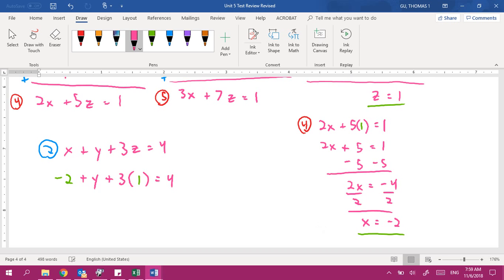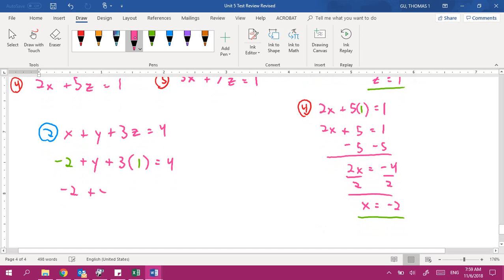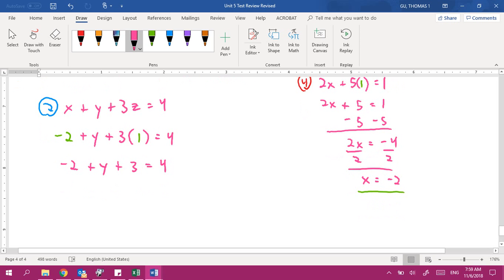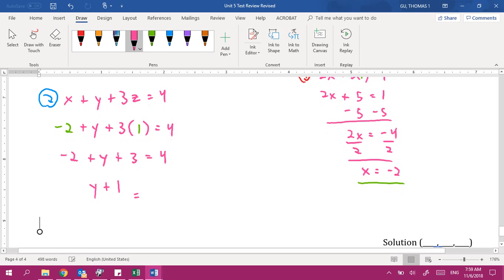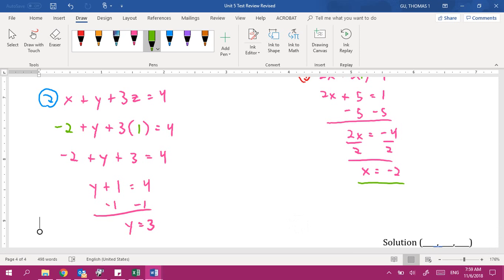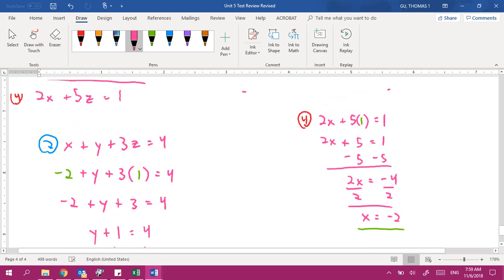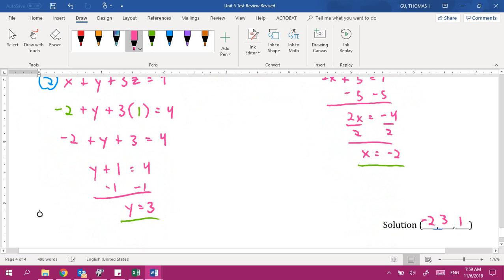If I simplify this, it's going to be negative 2 plus y plus, what's 3 times 1? 3 equals 4. And then now, we're going to combine like terms on the left side. So negative 2 plus 3 is what? 1. So we got y plus 1 on the left side equals 4. Subtract 1 from both sides, and y equals 3. And so now I have all three of my values. x is negative 2, y is 3, and z was 1. And that is my answer.